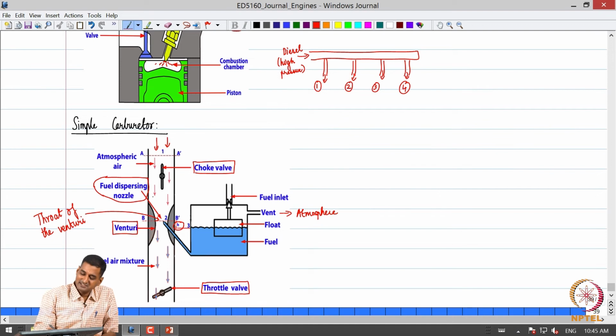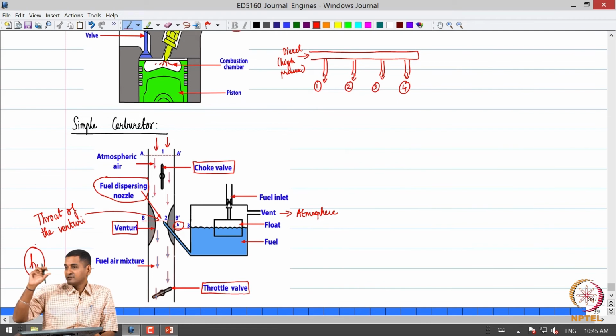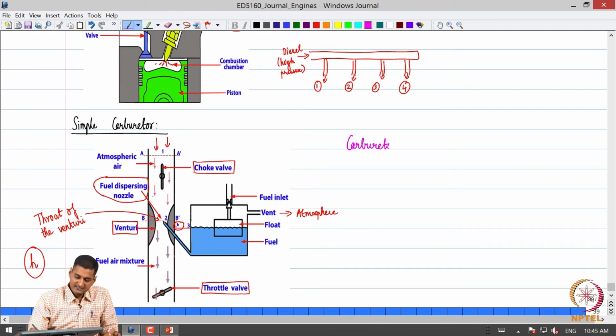This elevation is quantified by this parameter h. The small h is used to quantify the elevation difference between these two points. So, these are the main components of a simple carburetor, and this difference in pressure is what is called carburetor depression.